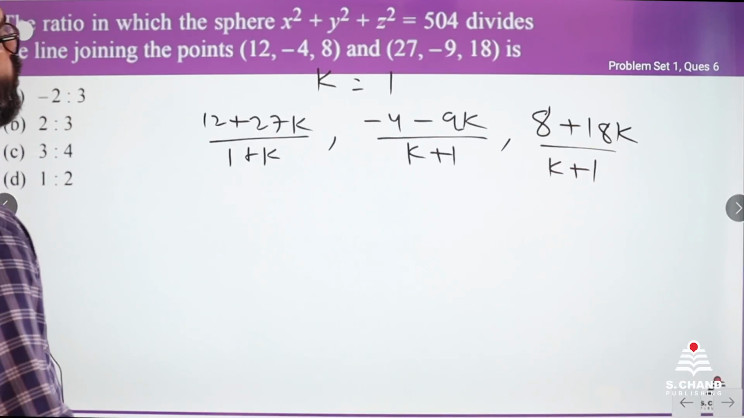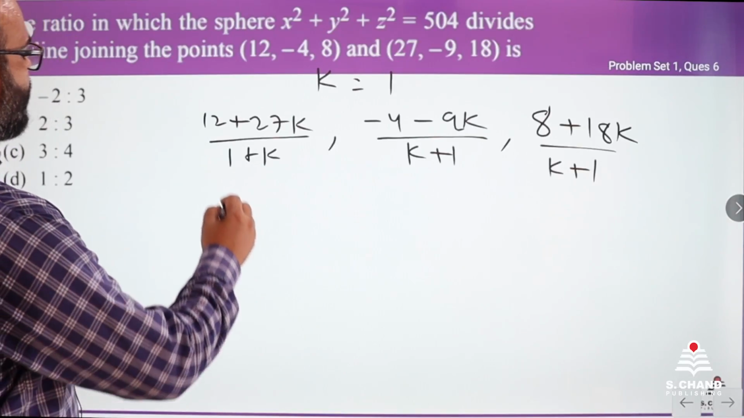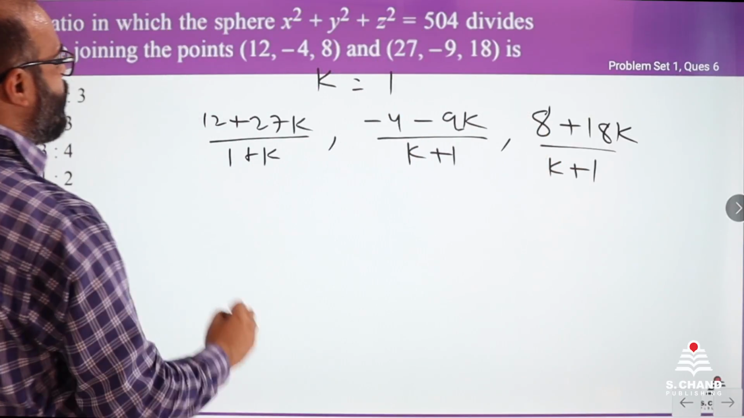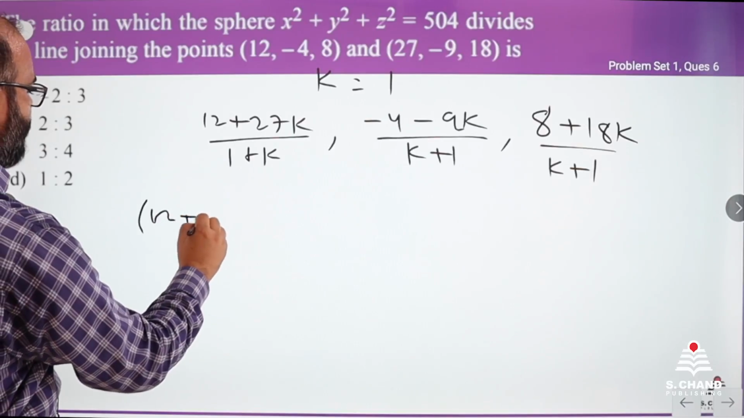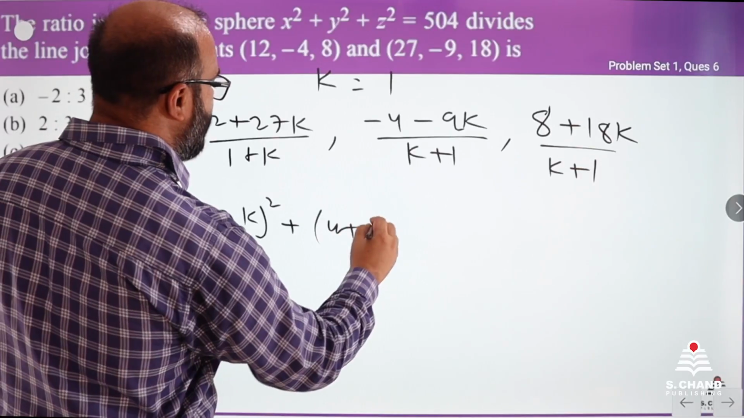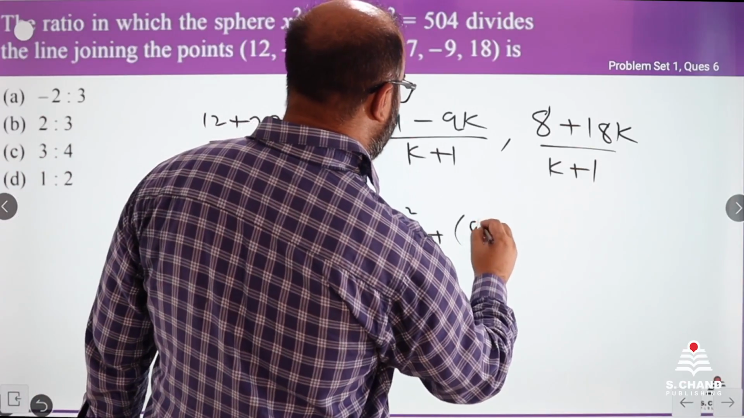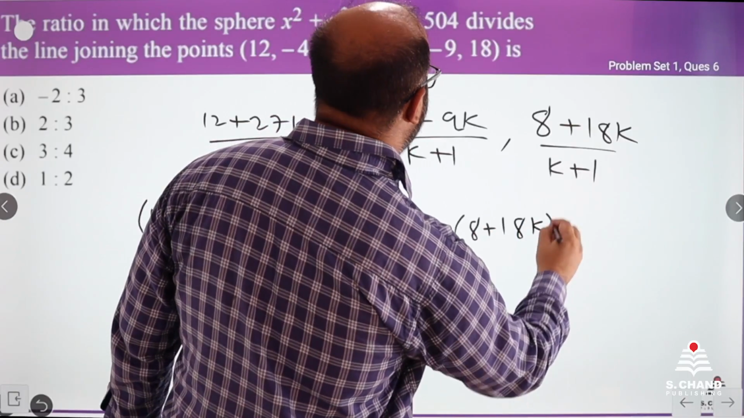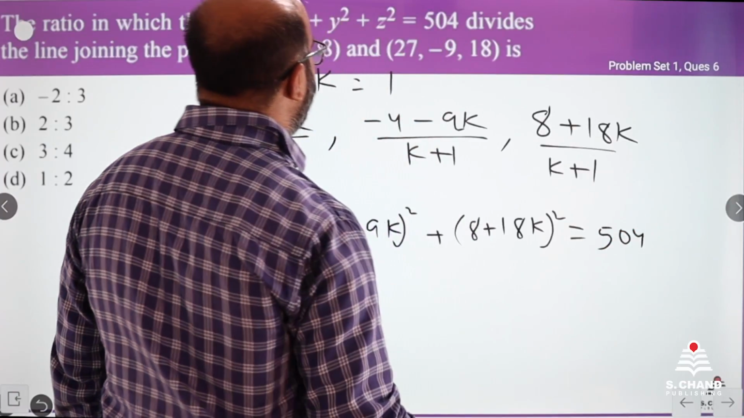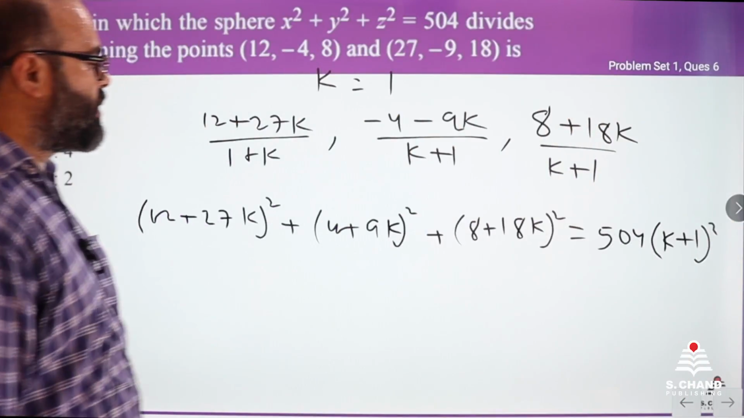Now if these points are on the sphere, then they will satisfy the equation of the sphere. So (12 plus 27k) whole square plus (4 plus 9k) whole square, as minus square is plus, plus (8 plus 18k) whole square is equal to 504 into (k plus 1) whole square. We will write it like this.